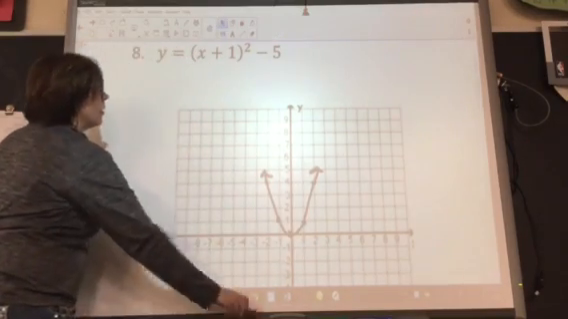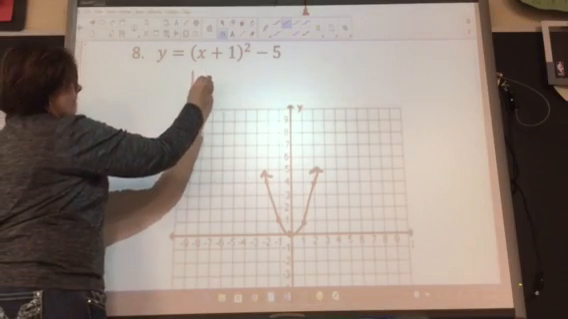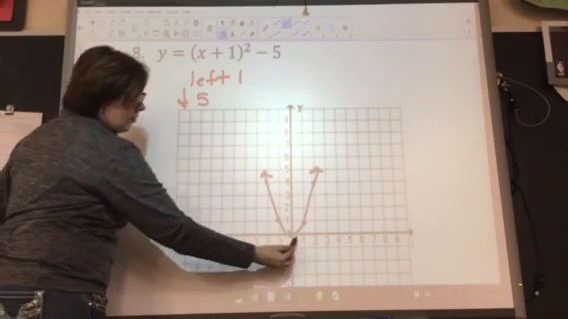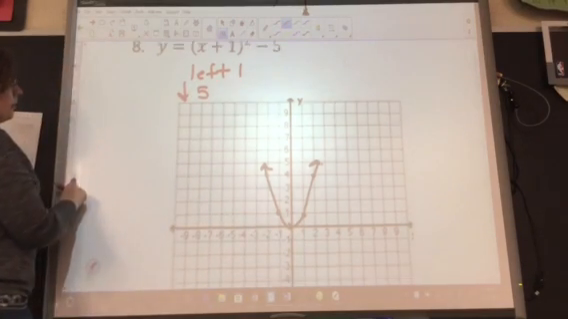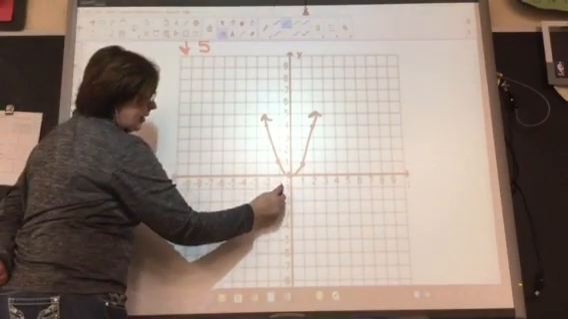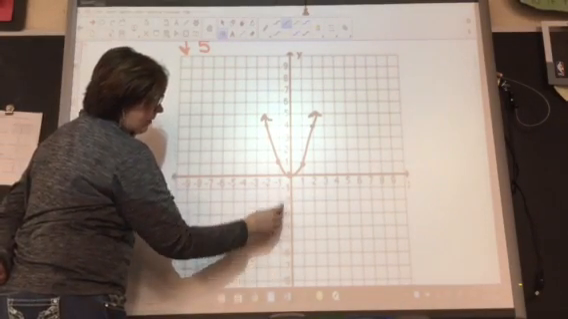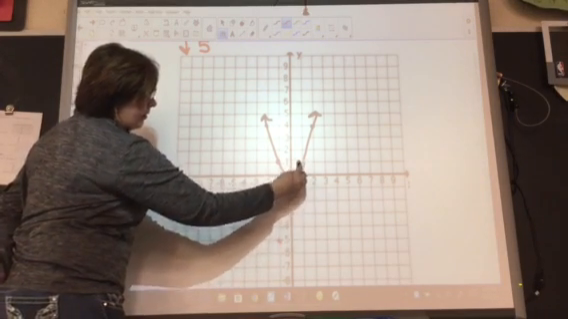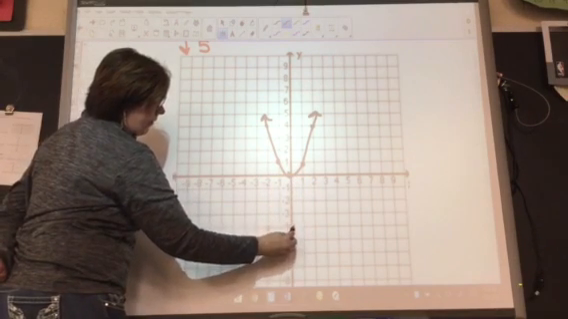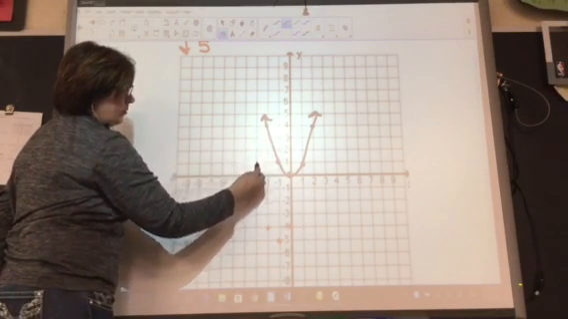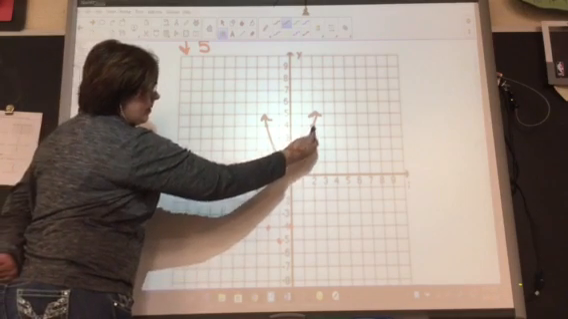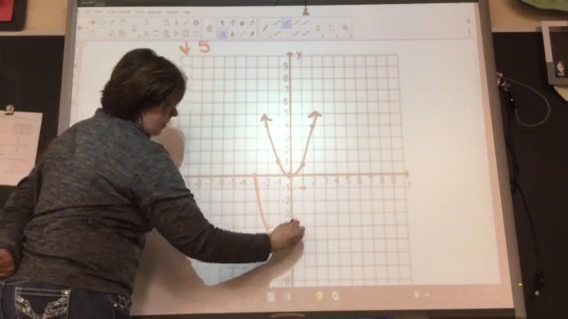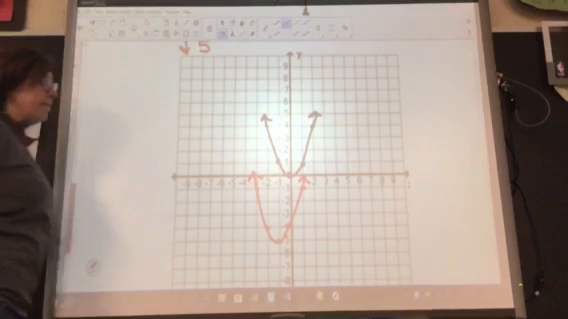You're going to move the vertex to the left 1 and down 5. So left 1, I need to slide it up a little bit so you guys can see what's going on. Left 1, down 1, 2, 3, 4, 5. Perfect. Absolutely perfect.